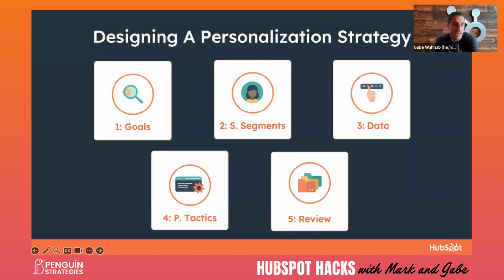And so just to recap, we looked at goals: what challenges are we trying to solve? We looked at subsegments: who am I going to personalize to? We looked at data: what data do I need to be successful, and do I have that data? We looked at personalization tactics: what tactics will I use to deliver my personalized message? And finally, we looked at review and optimize: how I measure success, how I optimize what I have, and am I ready to add more personalization?